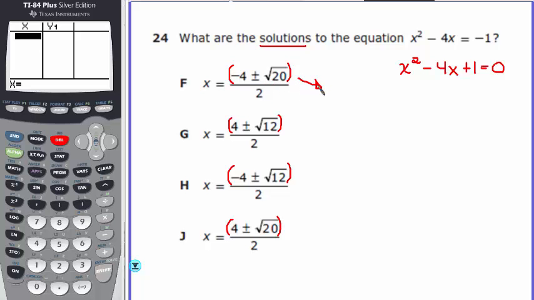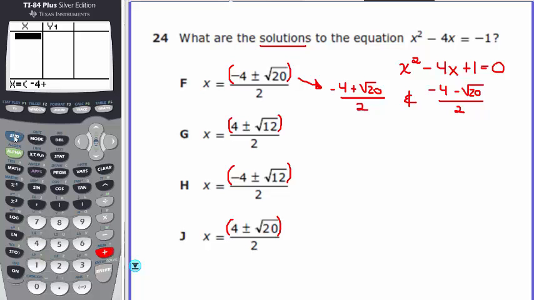The second thing you need to remember about this is that this positive and negative means there's two possible answers: -4 plus square root of 20 divided by 2, and -4 minus square root of 20 divided by 2. So both of these answers must give you the 0. Okay, and if one of them doesn't give you the 0, that means this is not the right answer.